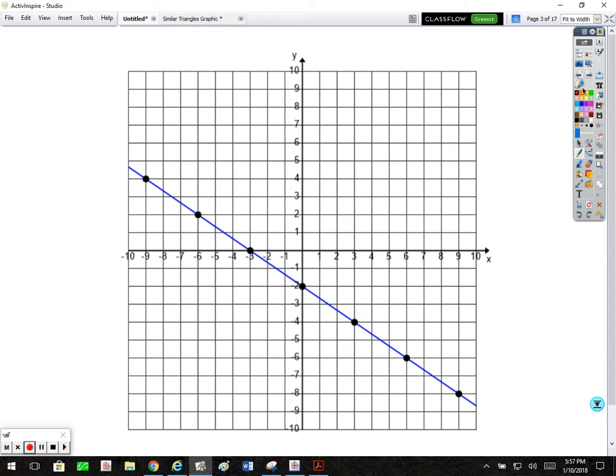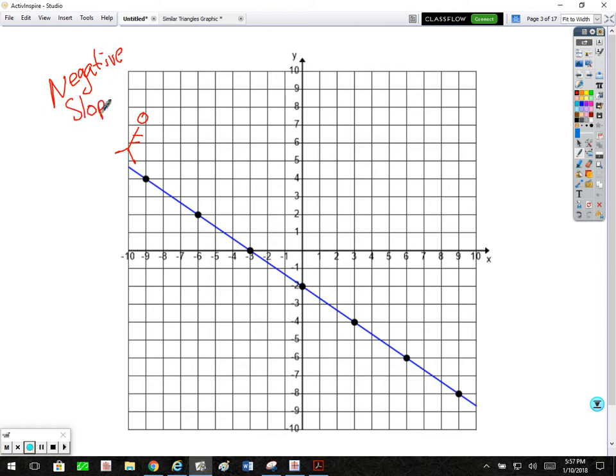All right, let's check this one. Remember we read a graph from left to right. So I would draw Slope Dude on this side, and he's going downhill from left to right. So this one will be a negative slope.